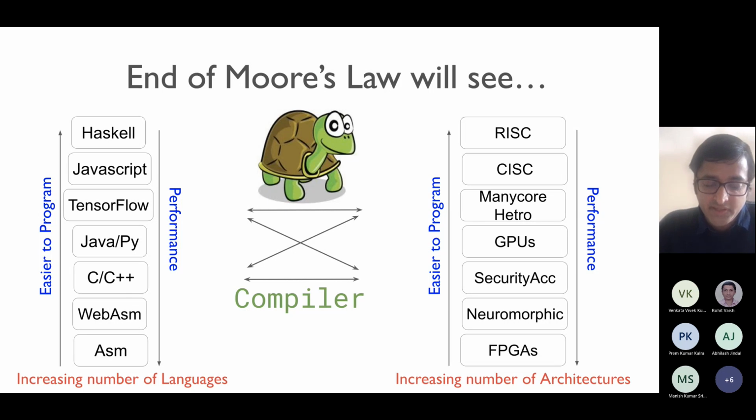A key component of this picture, which can help us tackle this complexity in an easier manner, is the compiler. Yet, as I said before, the pace of compiler development is too slow to meet these growing demands.